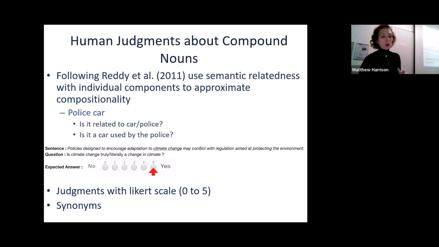So, for example, for police car, we asked, is police literally related to police? Is it literally related to car? Is it a car used by the police? So we did this rephrasing, and we asked the annotators to use this 6-point Likert scale to say if they agreed that that was the case or if they didn't agree. And we also asked them to provide synonyms for the noun compounds that were seen there.